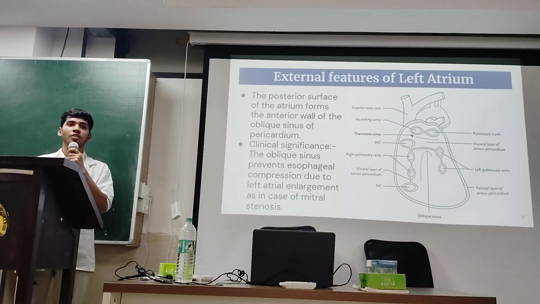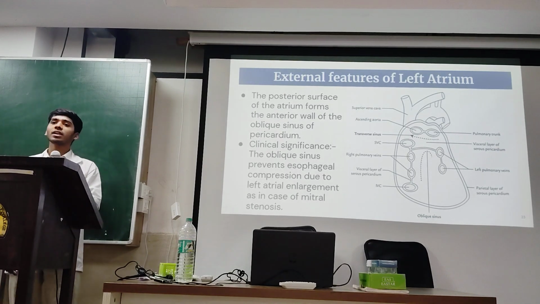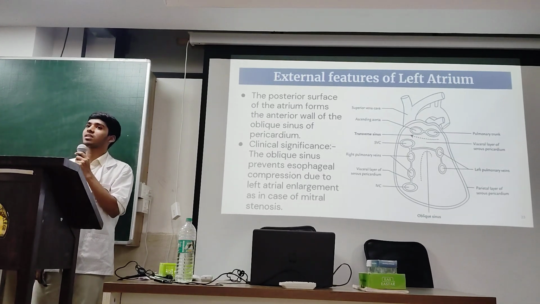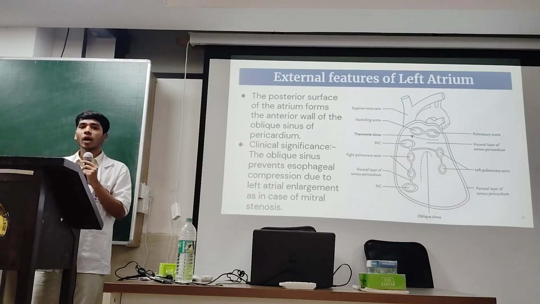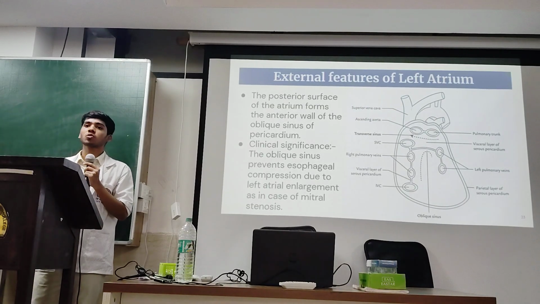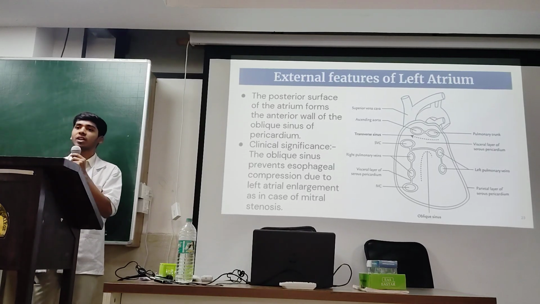The posterior surface of left atrium forms the anterior wall of oblique sinus. Now the clinical significance of this oblique sinus is that, as we know, esophagus is present behind the oblique sinus. So it prevents esophageal compression due to atrial enlargement, as in case of mitral stenosis.